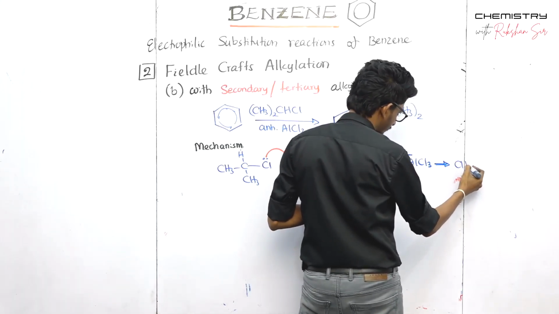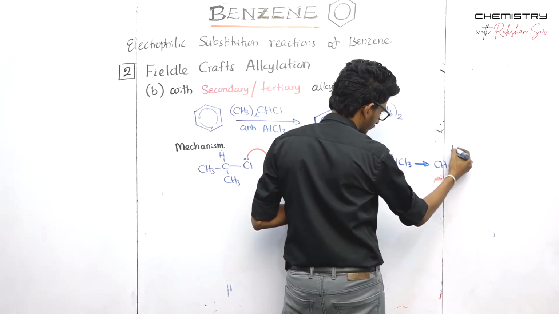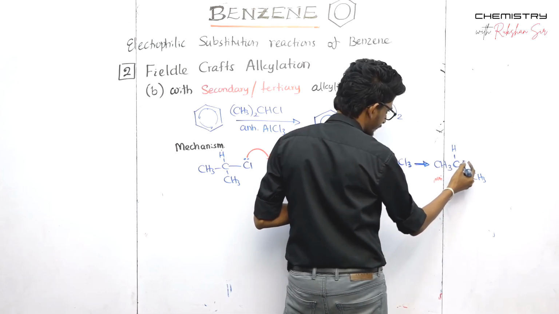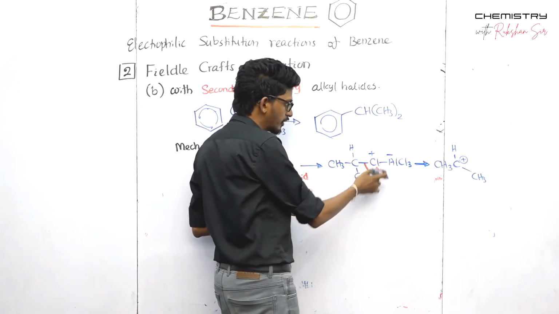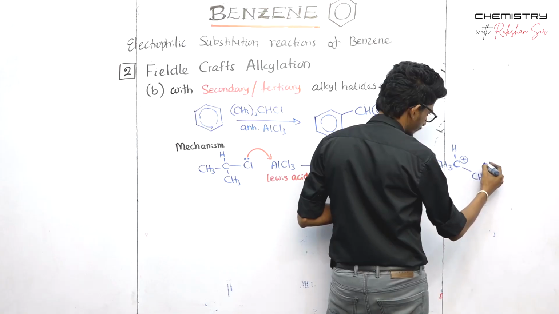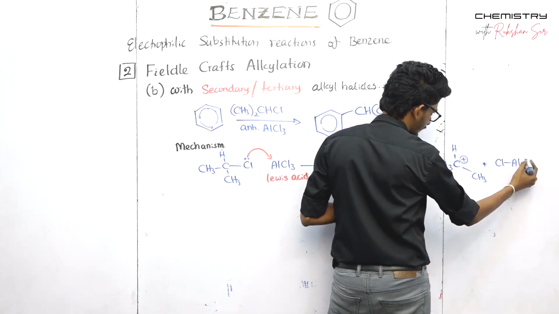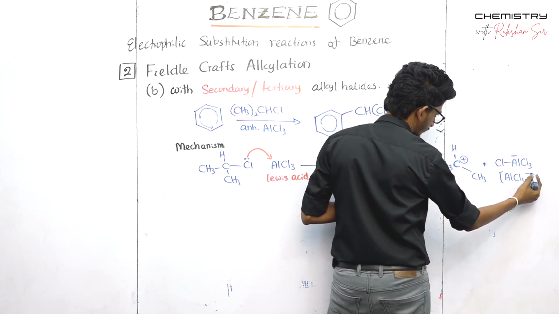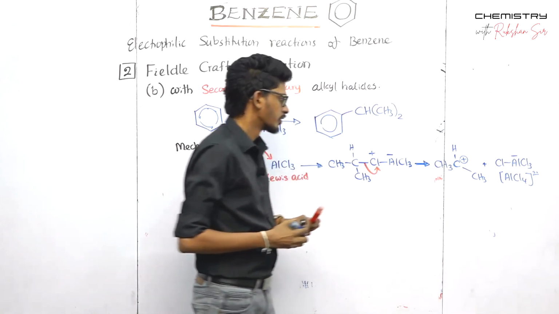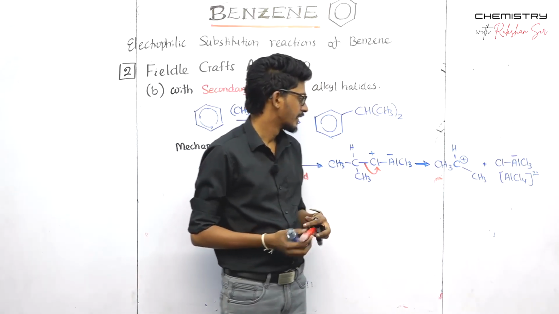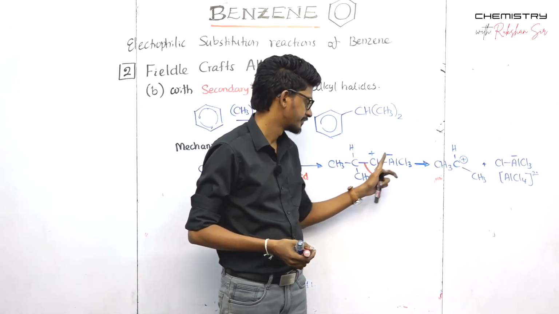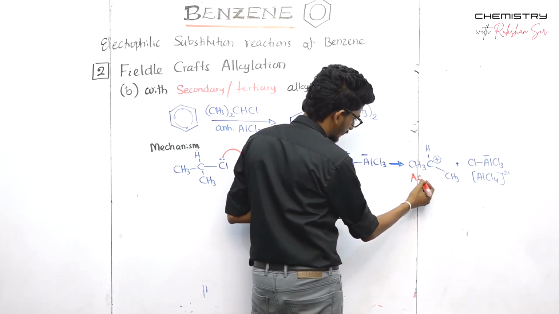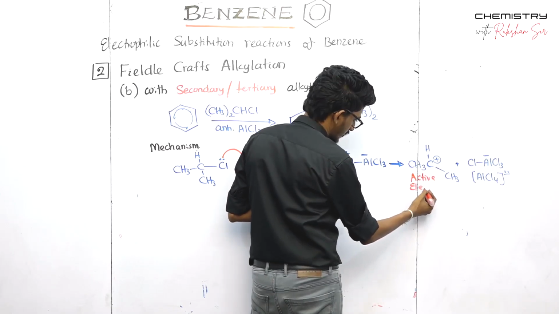This also leaves by creating this kind of active electrophile. This Cl also leaves. One can write it as AlCl4 minus. So at the same state, at the first step, this thing also leaves. So this is the active electrophile.